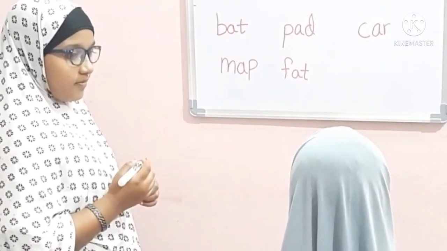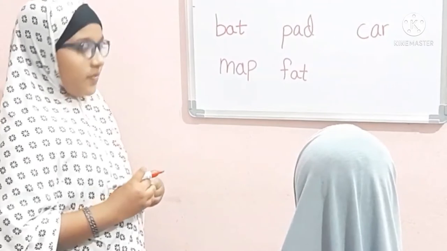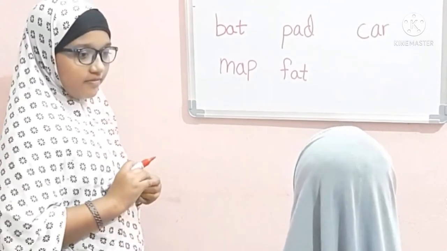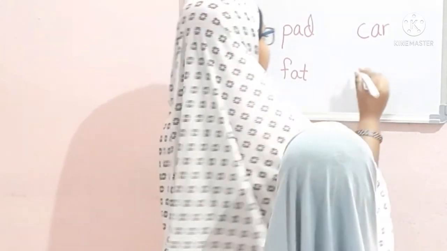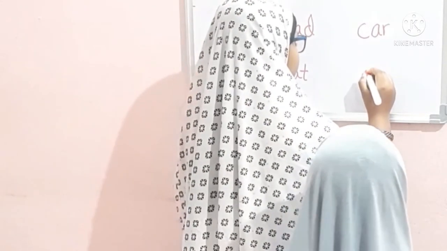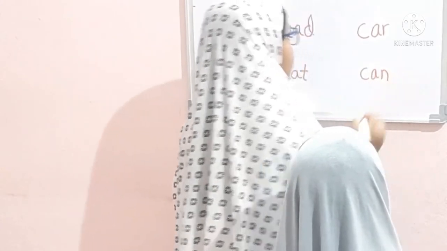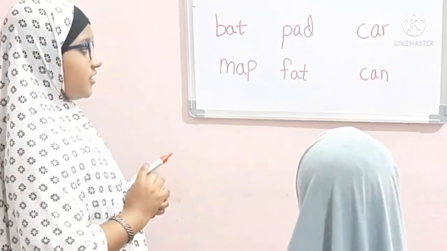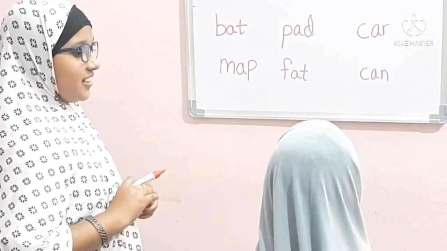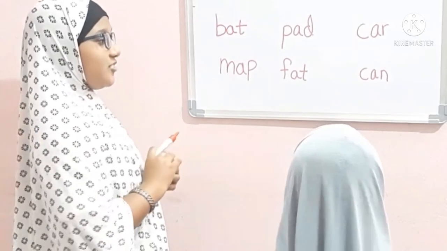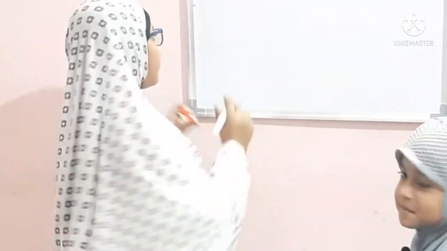What is this? F-A-T. What is the sound of F? F. And what is the cluster? AT, at. F at, fat. What is this, Aliza? C-A-N. What is the sound of C? C. And what is the cluster? AN. C an, can.